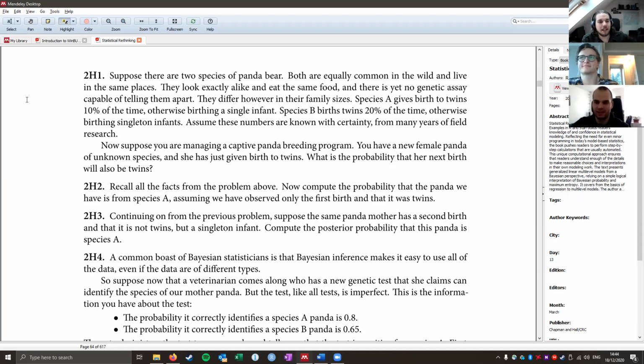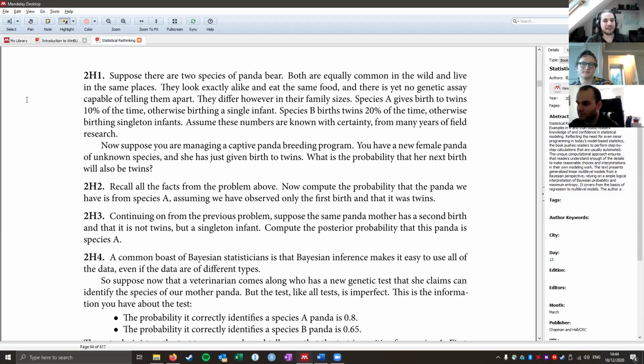That's cool. So the hard question here is: suppose there are two species of panda bear. Both are equally common in the wild and live in the same places. They look exactly alike and eat the same food, and there is yet no genetic assay capable of telling them apart. And at that point, reading the question, I thought, well, why are we so sure it's 2 different species then? Never mind, that is what the question wants from us, so we're just going to run with it.